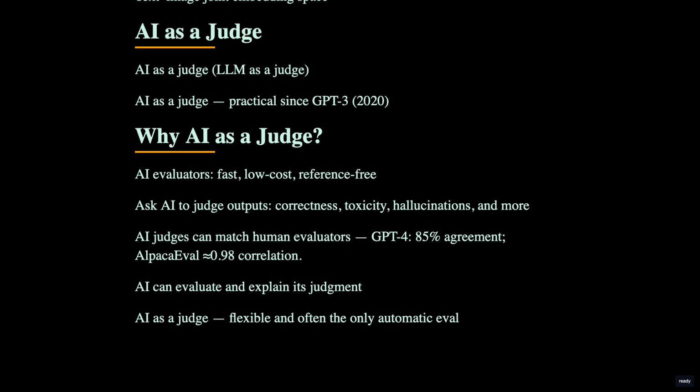AI judgments are flexible, so they can be used across many evaluation tasks and sometimes are the only practical automated option. Even if they fall short of human performance, their speed and scalability often make them good enough to guide development and help get a project off the ground.